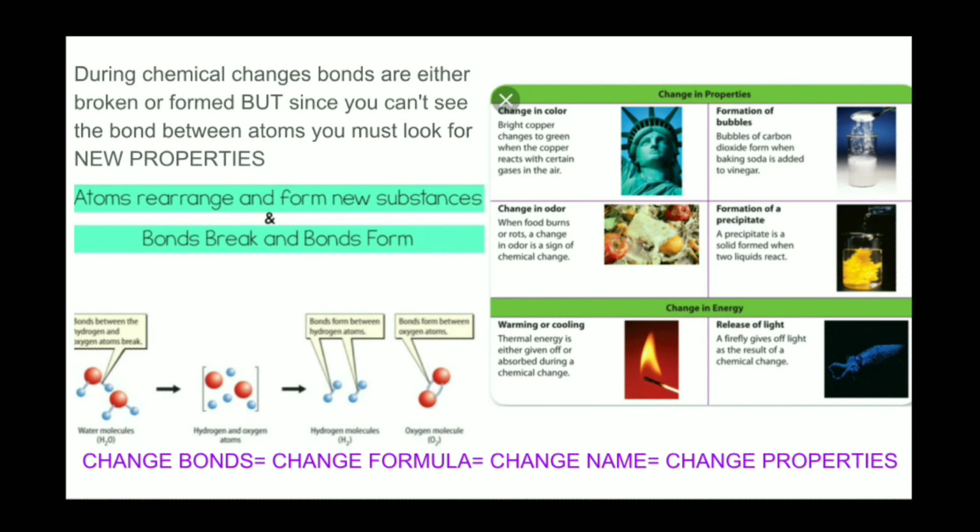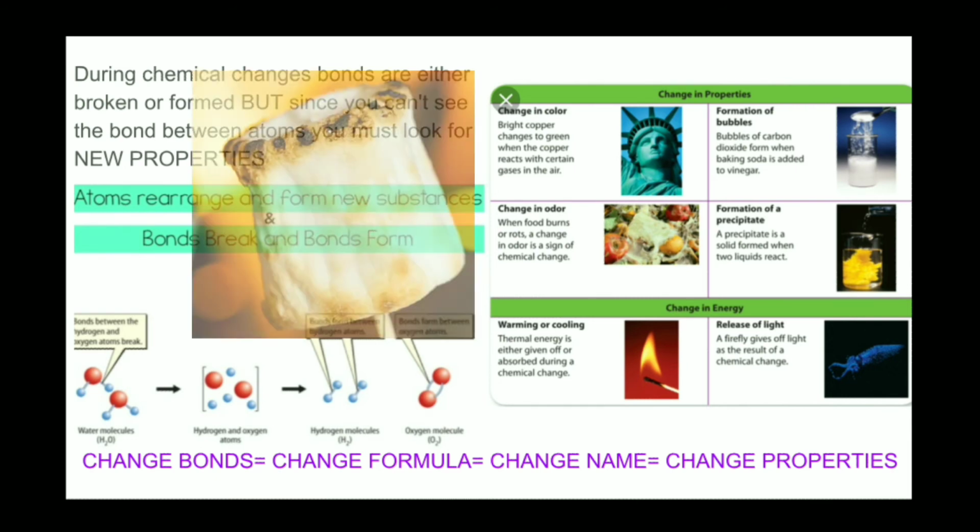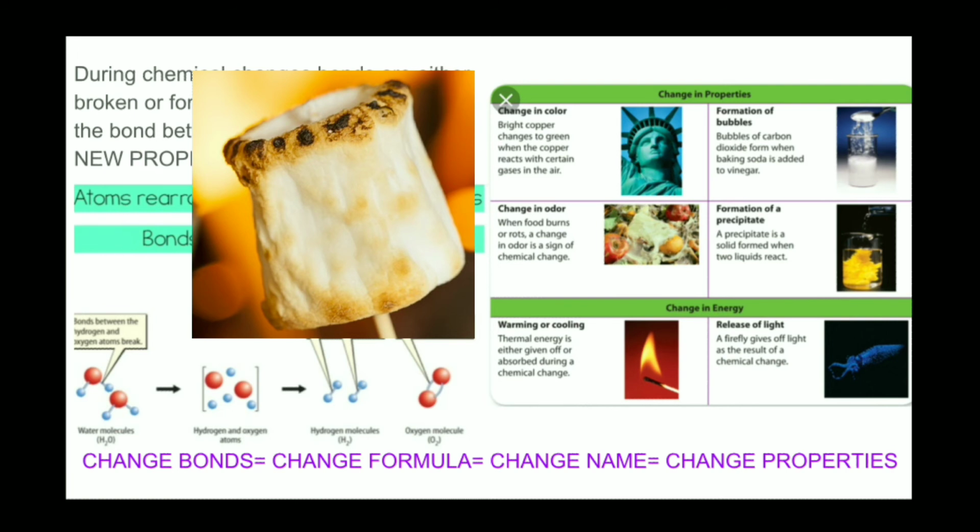You can see here that the Statue of Liberty, which is made of copper, the same metal as a penny, has changed color as it reacted with the air. Cooking food is also a chemical change that is often accompanied by a color change. You know you've cooked your food too much if it has changed color and turned black because you've burned it.